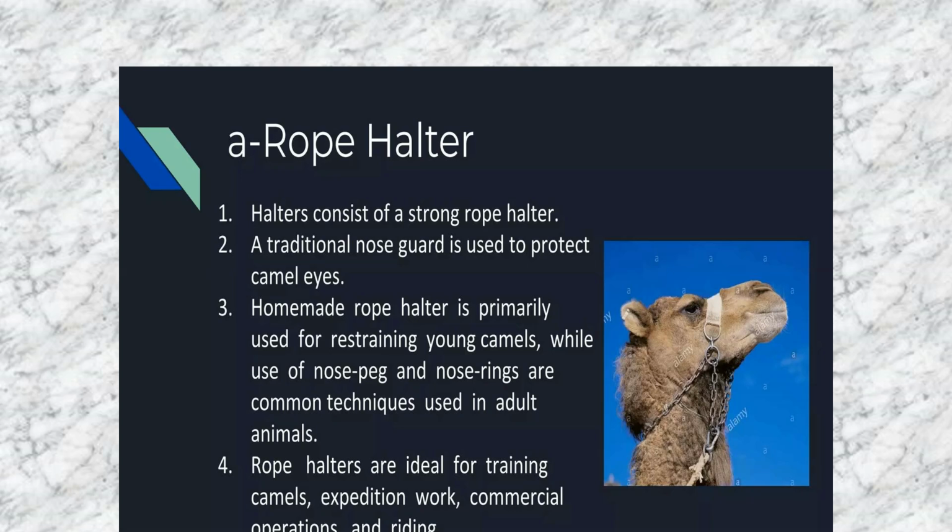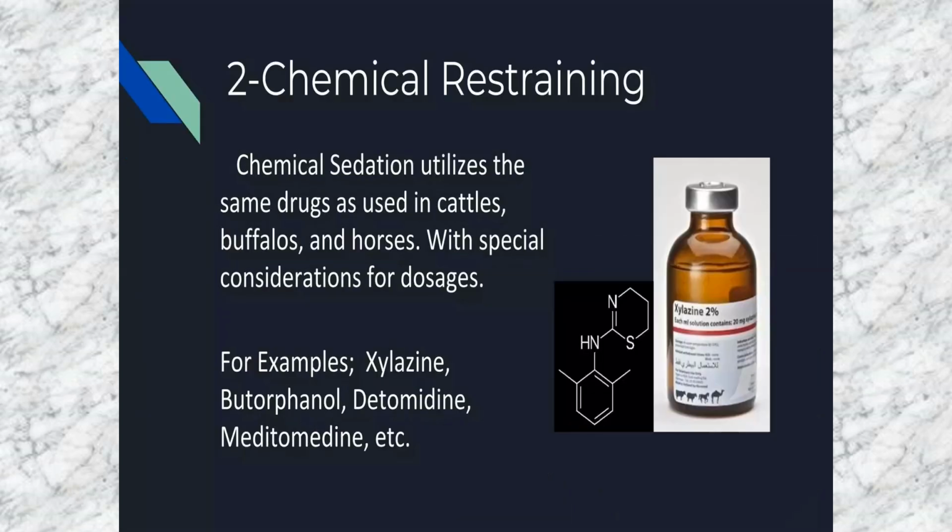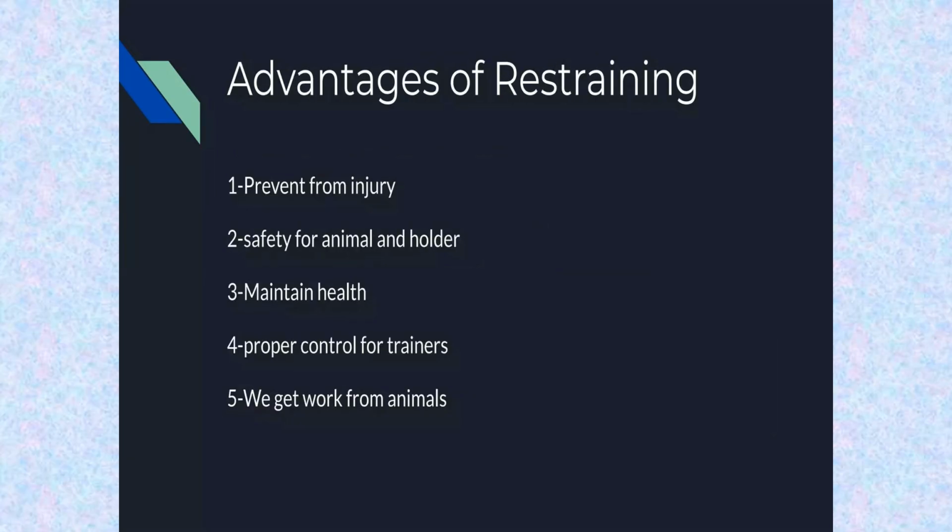and it can be pulled. Whereas another thing is xylazine, a drug which can be used in many types of animals for proper sedation, especially cattle, buffalo, and horses. But one should be very careful, especially with the dosages. Other drugs that can also be used are butorphanol, detomidine, and medetomidine. All these drugs can be used. Then ketamine can also be used for restraint of the animal.